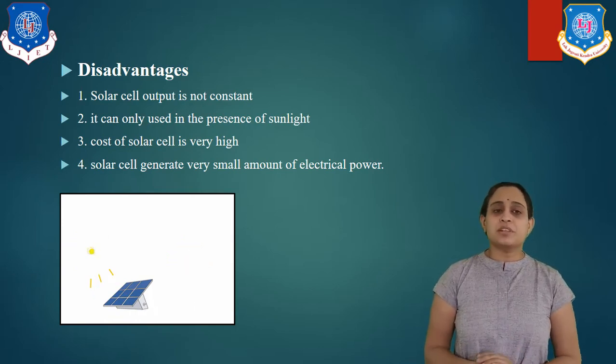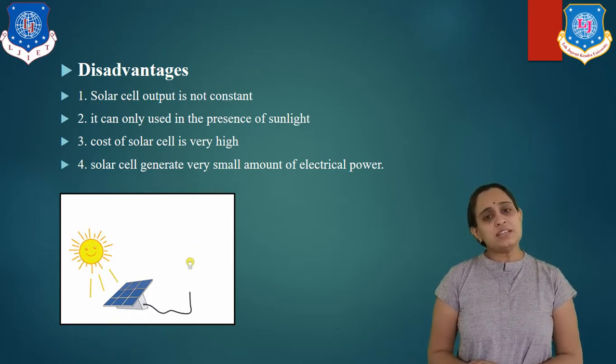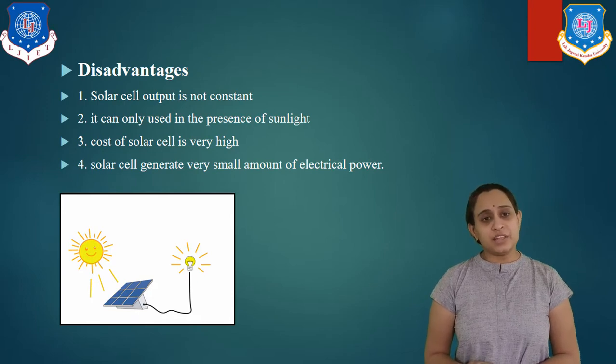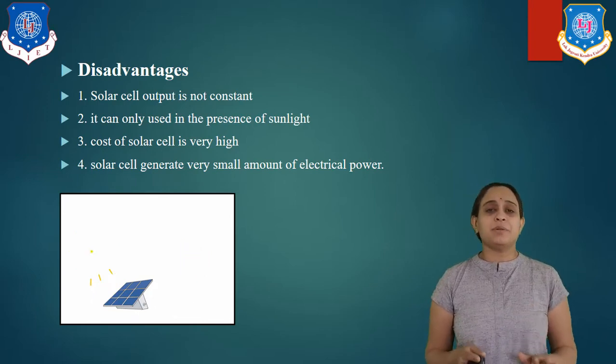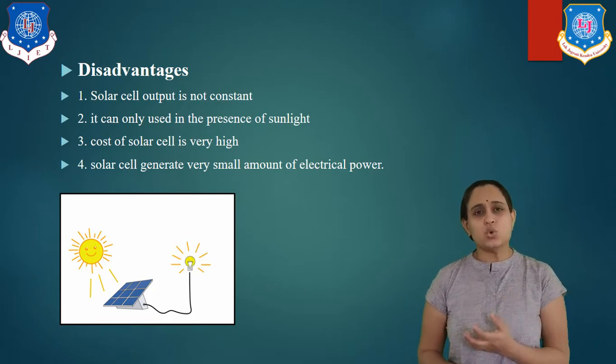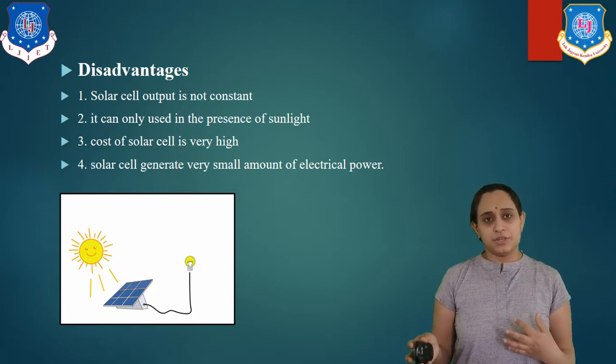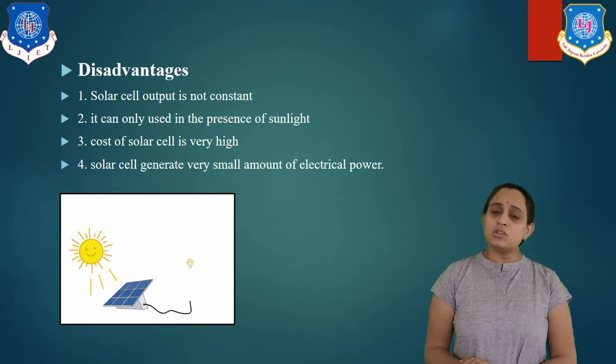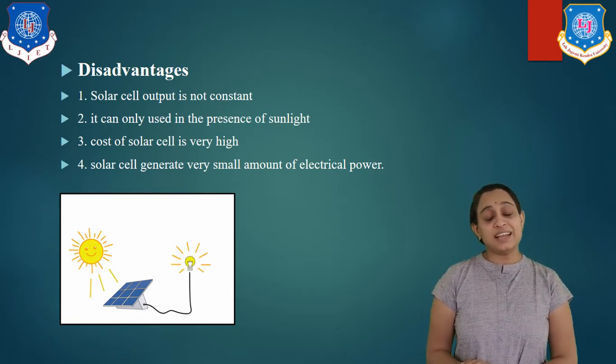Number 2, solar energy has an intermittent nature, therefore it can be used in the presence of sunlight only. Right now, we can store it also, but up to a certain limit. Next, the cost of the solar cell is very high.